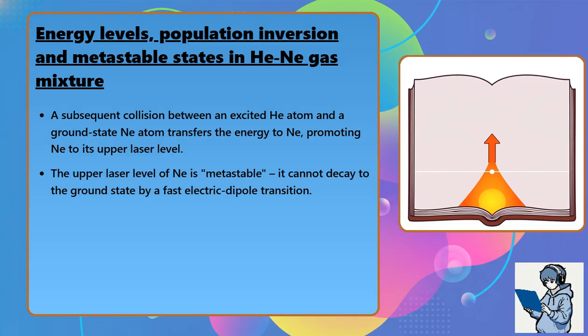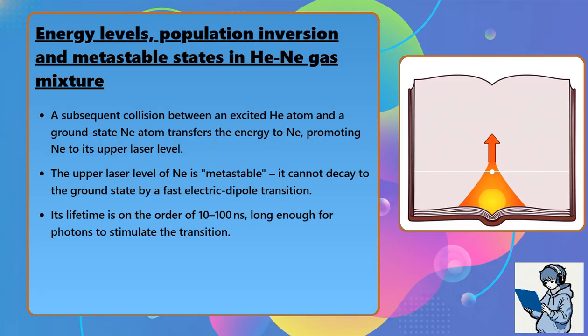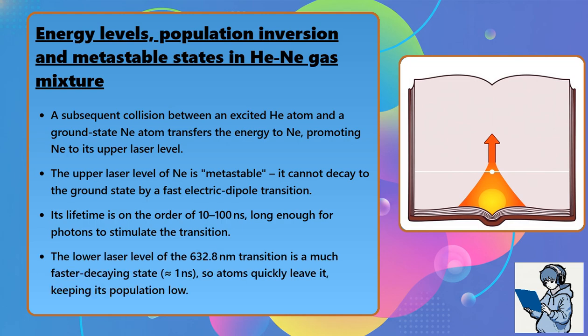The upper laser level of Ne is metastable. It cannot decay to the ground state by a fast electric dipole transition. Its lifetime is on the order of 10 to 100 nanoseconds, long enough for photons to stimulate the transition. The lower laser level of the 632.8 nanometer transition is a much faster decaying state, approximately 1 nanosecond, so atoms quickly leave it, keeping its population low.